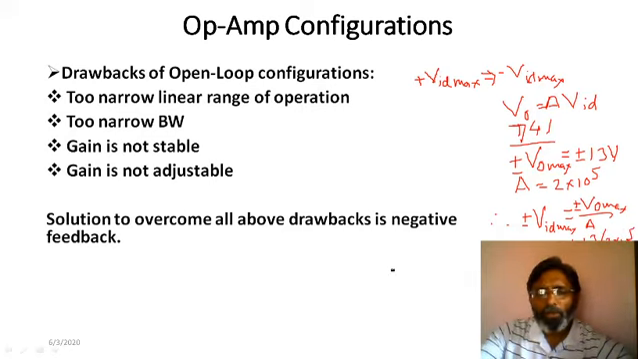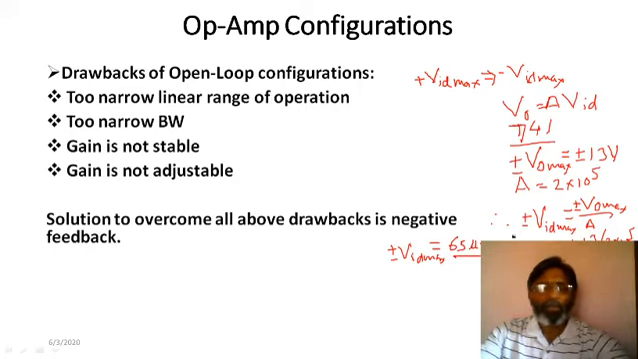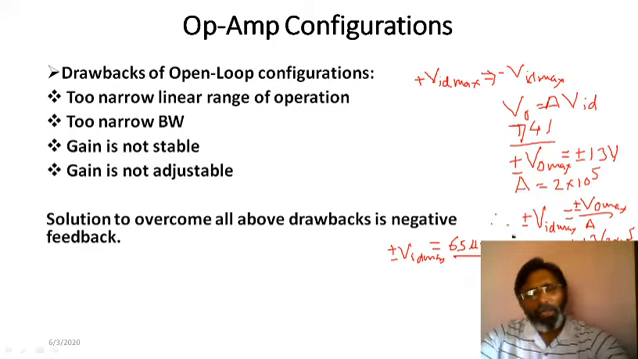So in this case, plus minus VID max will be equal to 65 microvolt. This is the linear range of operation, plus minus 65 microvolt, or if you talk about the entire range, it will be 130 microvolt. So a 130 microvolt linear range of operation is very, very narrow.